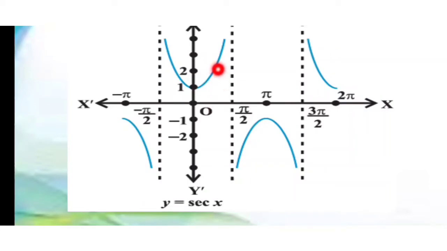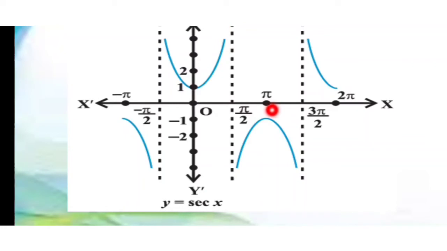Sec of 60 degree, pi by 3, is 2, and sec of 90 degree is not defined because sec is 1 upon cos x, and cos of 90 is 0, and sec x becomes 1 upon 0, which is infinity. So sec of 90 is infinity. So here it will extend. When we join these points, we get the graph like this.